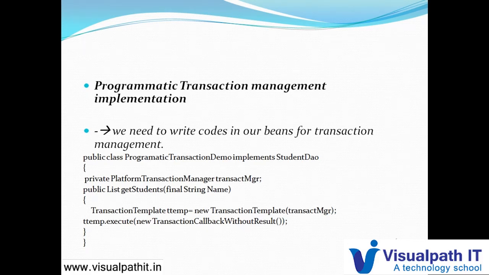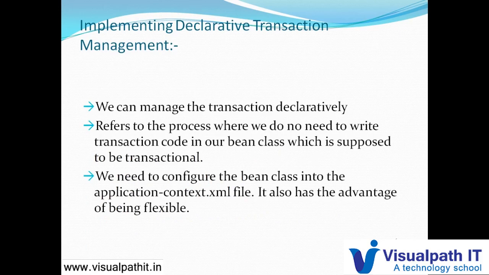Here if we see the code, in this code snippet, the programmatic transaction management is implemented to get the list of students from the DB. So we have used the instance of the platform transaction manager and the transaction template class in the code. It provides methods to perform this transaction management programmatically. We have the execute method here, which is very, very important. Next comes the declarative transaction management implementation. How is this done?